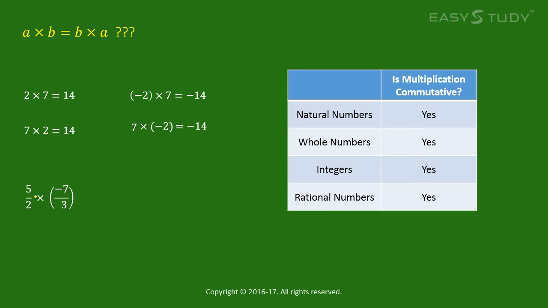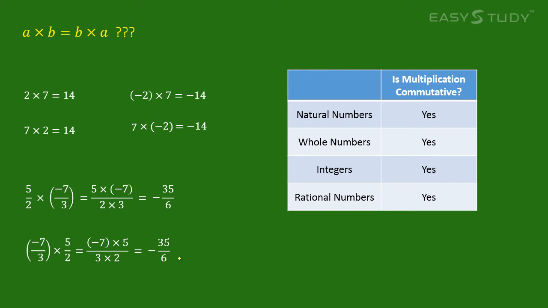For fraction numbers, 5 by 2 times minus 7 by 3 is equal to minus 35 by 6, and if we swap the order, that is minus 7 by 3 times 5 by 2 is also equal to minus 35 by 6. So all this number system, they are commutative for multiplication operation.